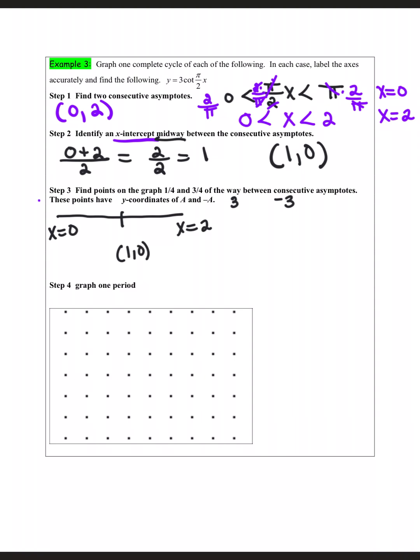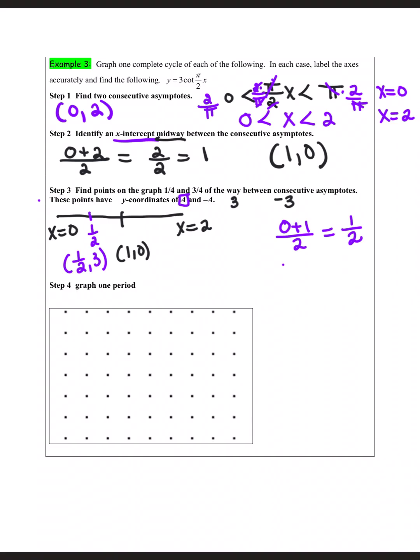And now we're going to find basically halfway between 0 and 1. So 0 plus 1 divided by 2. So 1 over 2 is a half. So right here would be a half. And the point will be a half and a, which is 3.